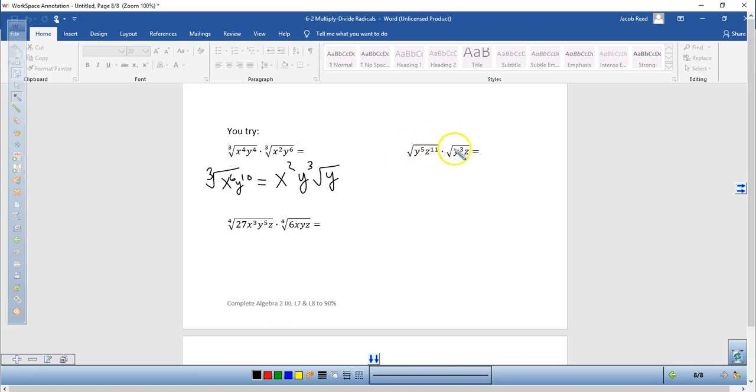Alright, going with the next one. This one's a square root, therefore it's an even index. So I've got an even index. I'm looking if I need absolute values or not. Go ahead and multiply together. 5 and 3 is 8. 11 and 1 is 12. Alright, go ahead and get me an answer. Remember, this is an index of 2, so I can make 4 groups. And then here, I can make 6 groups. No absolute value needed.